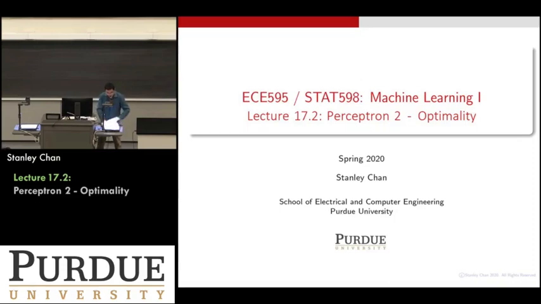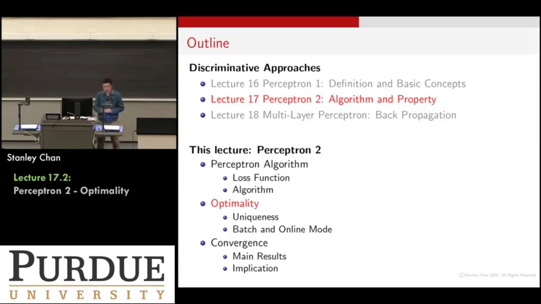Now, let's move on to talk about certain theoretical properties of this algorithm. In particular, we want to know whether this algorithm will converge or not. Under what situation will it converge? If it doesn't converge, what does it mean? So we want to look at the optimality of this perceptron algorithm.